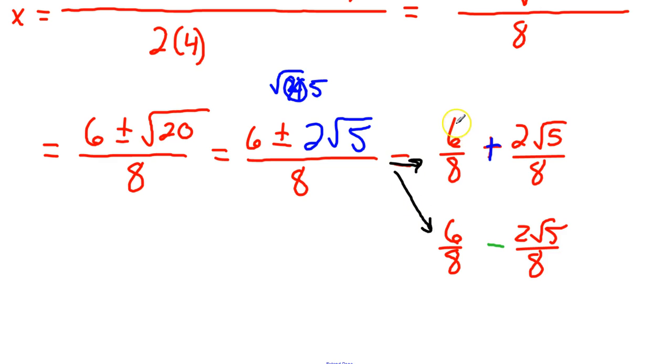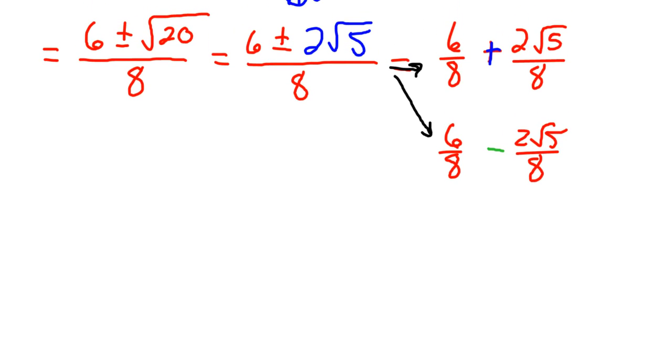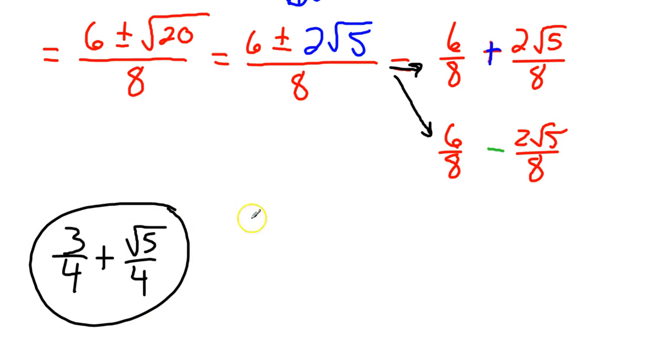Okay, and because you've got 6 over 8 for that part, you can make that 3 over 4. And then we've got the plus. And with the 2 over 8, same thing, you divide those both by 2, that would be square root of 5 over 4. So that would be the first answer. The second answer is going to be the exact same thing, we're just going to change it to the minus.